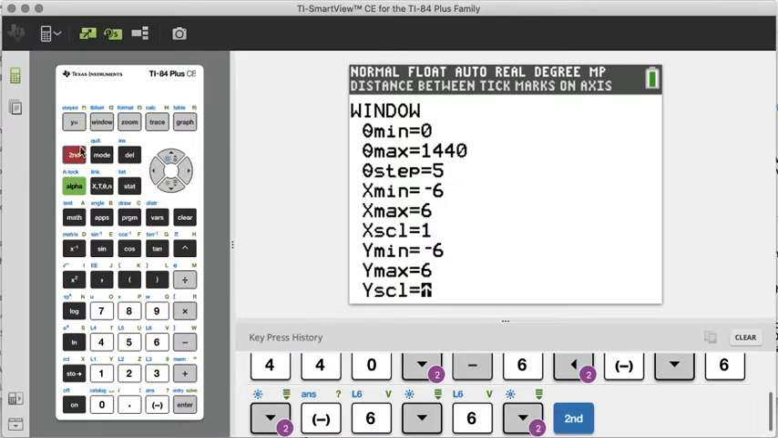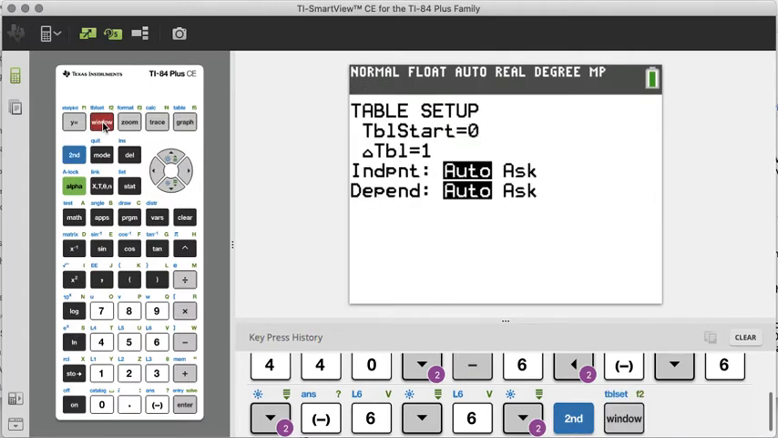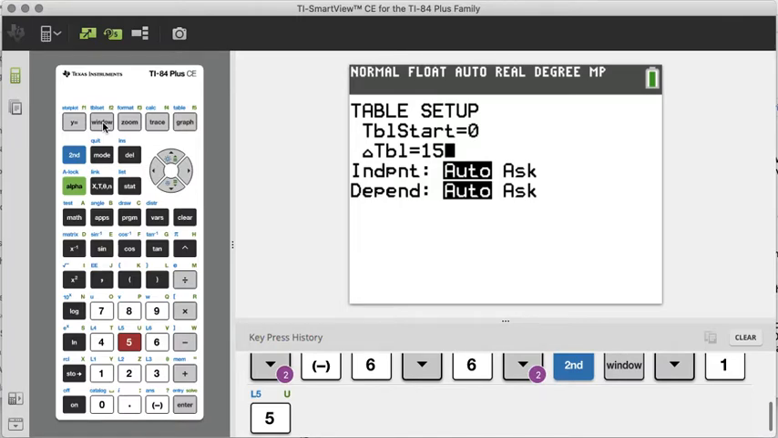Go to second window to set up your table. Start your table at 0. Change in table is 15. That means every 15 degrees is going to give you a point. The reason we do 15 is because when we graph this on paper, we're graphing it on a polar plane that has 0, 30, 45, 60. So we put the 15 in there, so anytime we have 45 degrees or 135 degrees or anything like that, we can actually see where it's at. Okay, I think that's pretty much everything else.